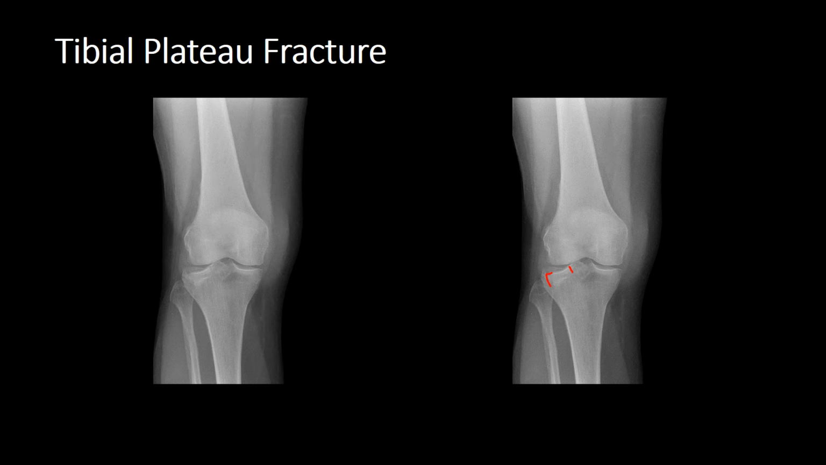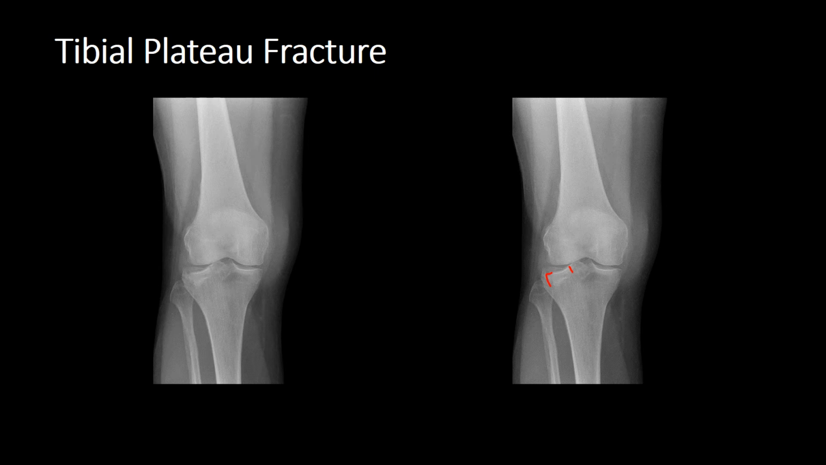Now, if you look inferior to the lateral tibial plateau, you can see that there is an increase in density in comparison to, say, the medial side. And this increase in density is caused by the trabeculae crushing together, creating that increase.